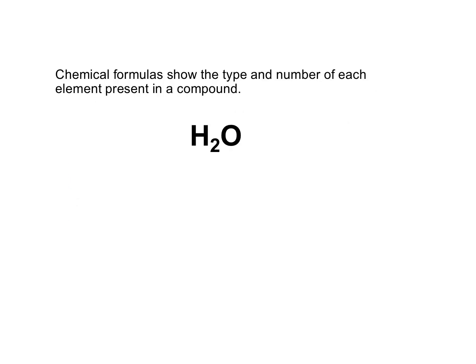I've also mentioned a few times here chemical formulas. It tells us the type and number of each element present using the subscript. So when we look at this, we have 2 hydrogen atoms and 1 oxygen atom in a chemical formula here.